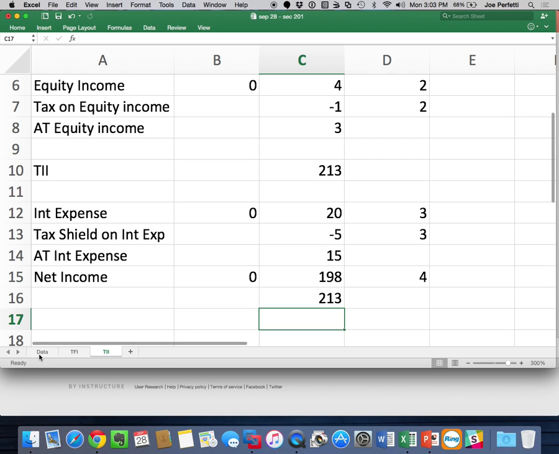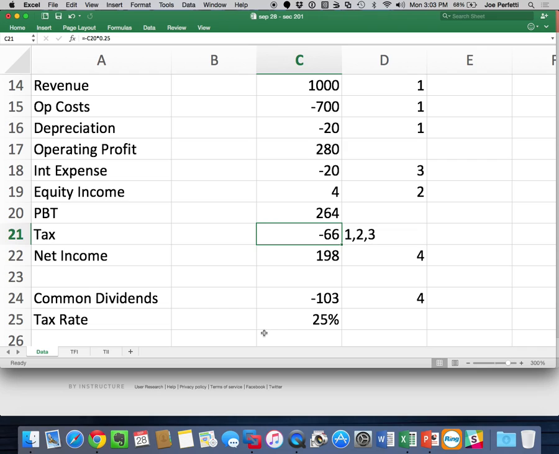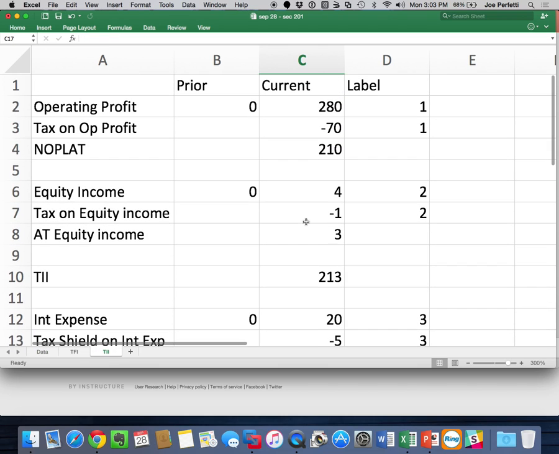How much tax did the company originally pay? What's the number? 66. So we still have to add up to 66 in taxes. Let's vet that. How much tax do we pay for operating profits? 70. How much tax do we pay for non-operating profits? 1. 70 plus 1 is 71. We got that? How much tax shield did we get by having debt? 5. What's 71 minus 5? 66. We end up with the same taxes.